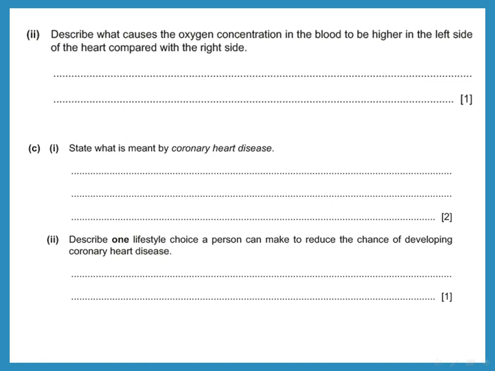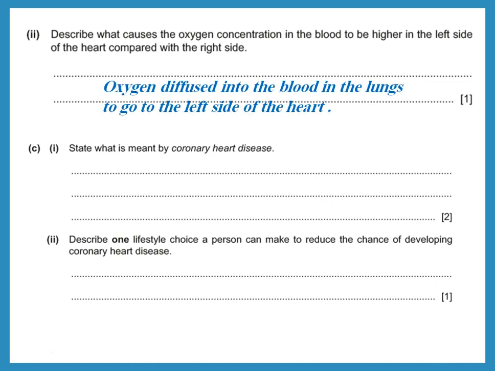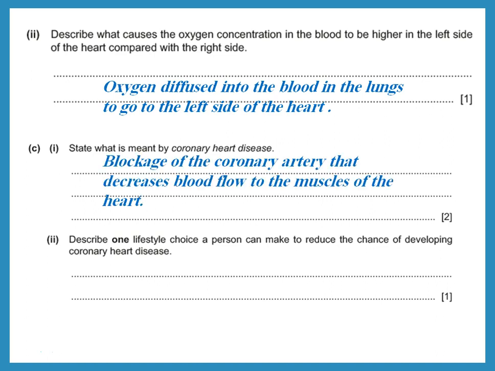Describe what causes oxygen concentration in the blood to be higher in the left side of the heart. Why is it that the left side of the heart has more oxygen? We said before that the oxygen diffused into the blood when it was in the lungs. And then this blood went to the left side of the heart. Of course, it entered through the pulmonary vein. State what is meant by coronary heart disease. This is the blockage of the coronary artery, and this decreases blood flow to the muscles of the heart.